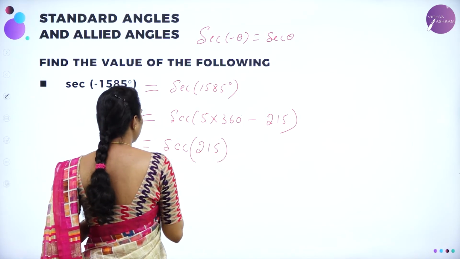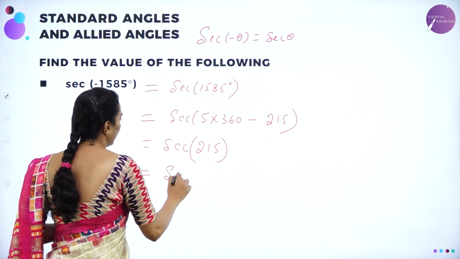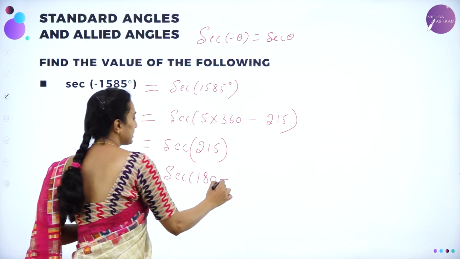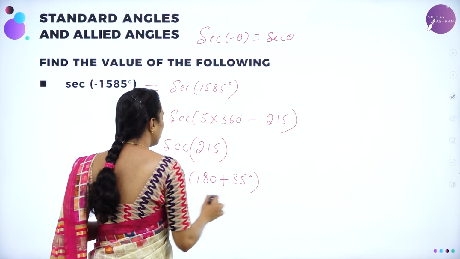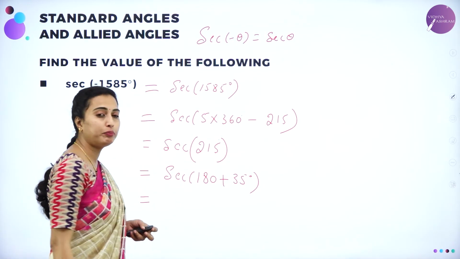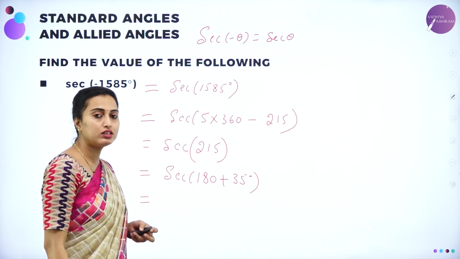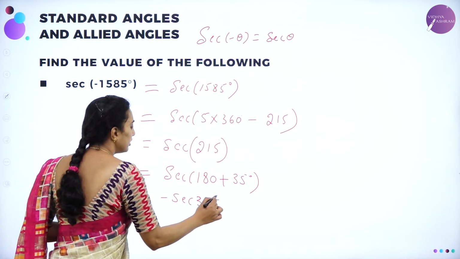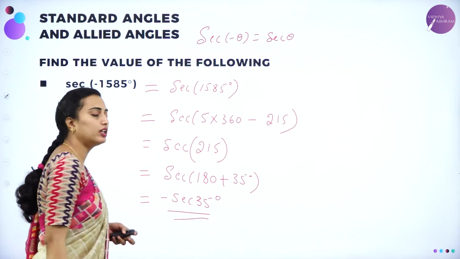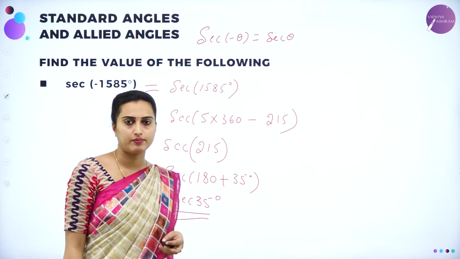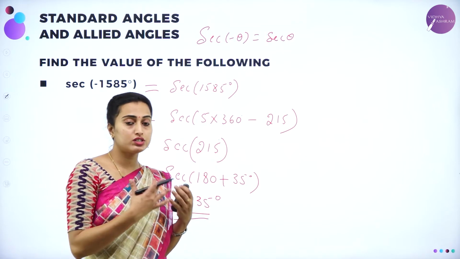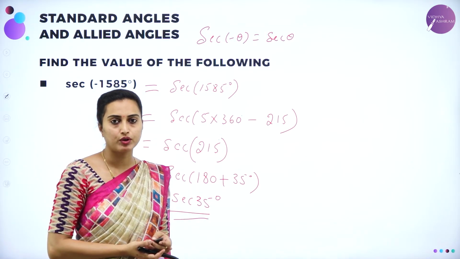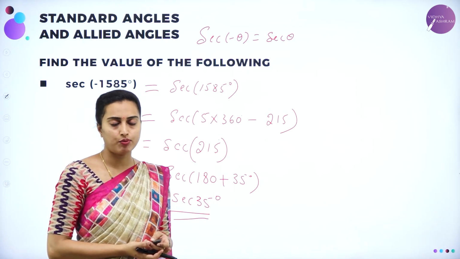Now, you are writing this one as secant of, I am going to prefer here 180 plus 35. Correct? The value of secant of 180 plus theta, it will fall in the third quadrant, which is negative, minus secant 35 degree. You don't know the value of secant 35 degree, so you can keep it as it is. So, this is your answer. I hope you got how to solve these problems. We'll move on to the next problem.